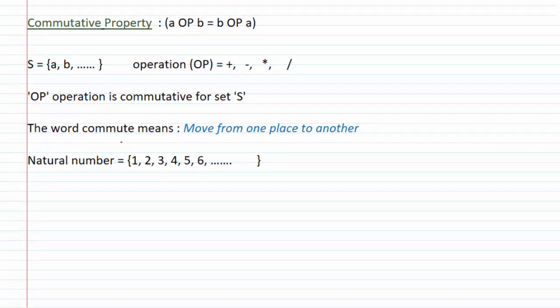But before that, let's know the word commute. Commute means move from one place to another. So as per the commutative property, it says that if you are given a set S having element A, B and you are performing an operation, it can be addition, subtraction, multiplication or division on the elements A and B. And it gives a result, let's say X. And this result X is same as when you perform operation on elements A and B, such as B operation A.